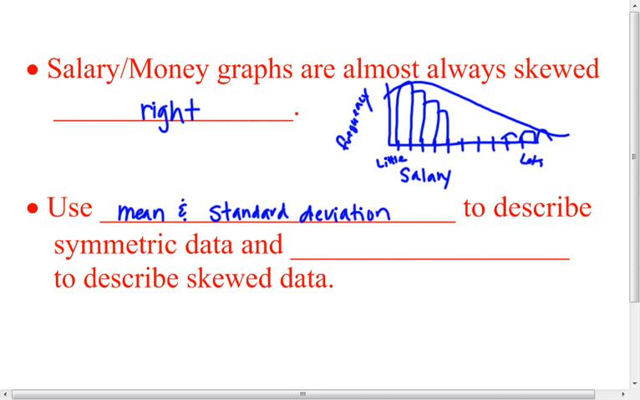Then if you had skewed data, you would use the median, which is part of the 5-number summary, just so you know that. And that would be what you would use to describe the center. And then you would use the IQR, or the interquartile range, the difference between Q3 and Q1, to describe your spread.